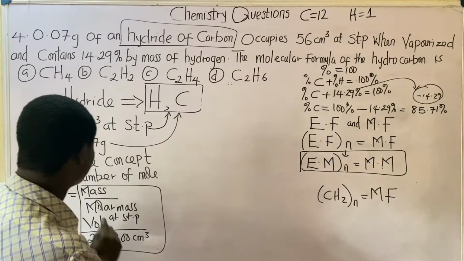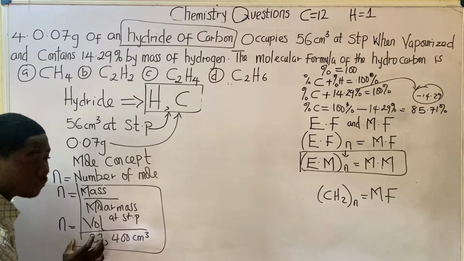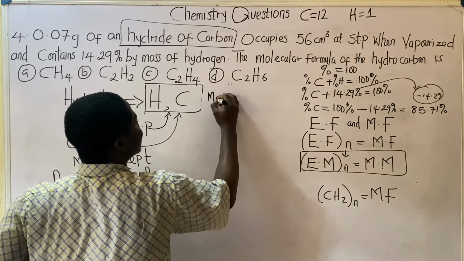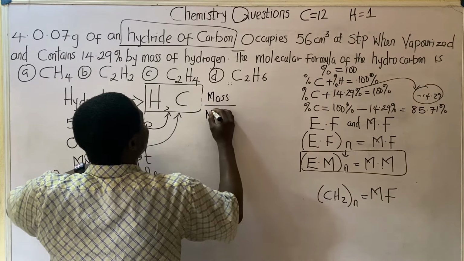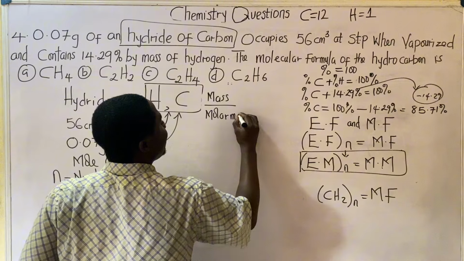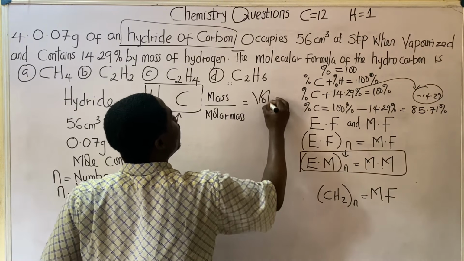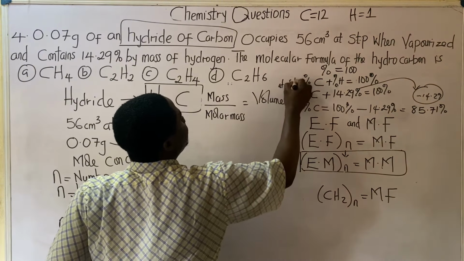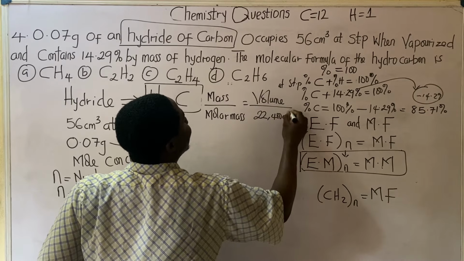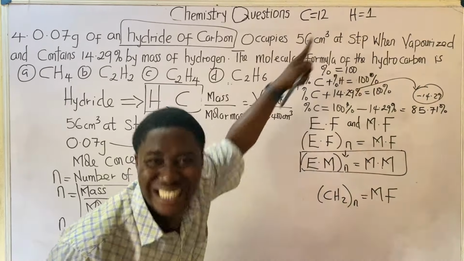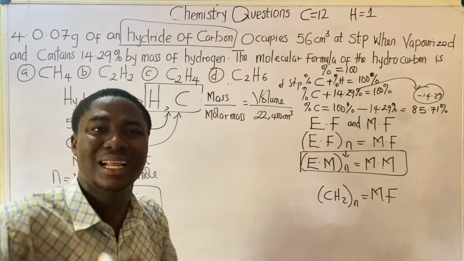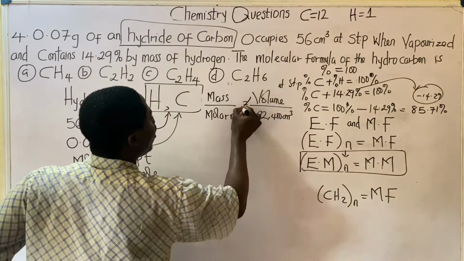So moving further, since number of moles is this and number of moles is this, both of them can be related together, and we have mass divided by molar mass, or we can as well call it molecular mass, is equal to volume at STP divided by 22,400 cm cube. Here can be in dm cube if the volume was in dm cube, and if it's going to be in dm cube, it's not going to be 22,400 but rather 22.4.